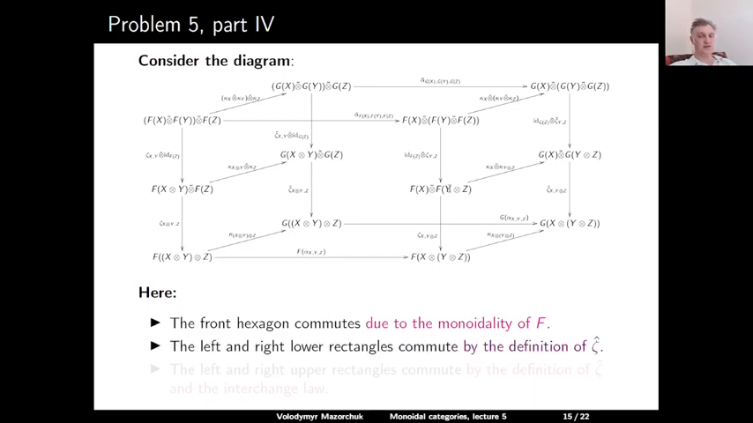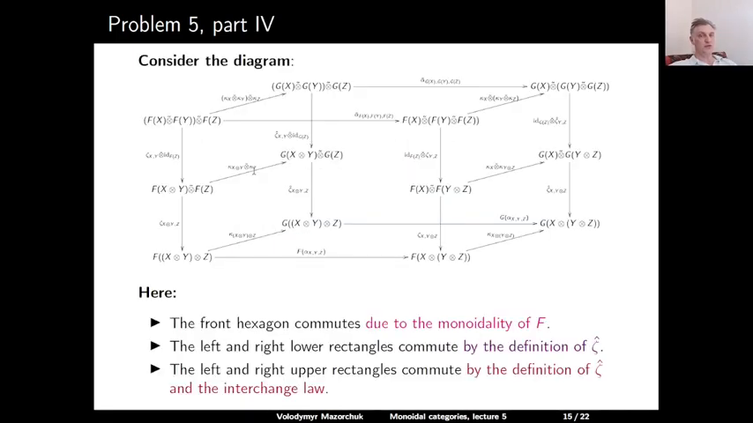The left and the right lower rectangles, they commute by the definition of zeta hat. For example, in the left rectangle, we have z here, zeta hat here, and kappa which connects them. So directly from the definition, it follows that this commutes, and this commutes similarly. The left and the right upper rectangles, they commute by the definition of zeta hat and the interchange law, because we have an additional factor in both cases.